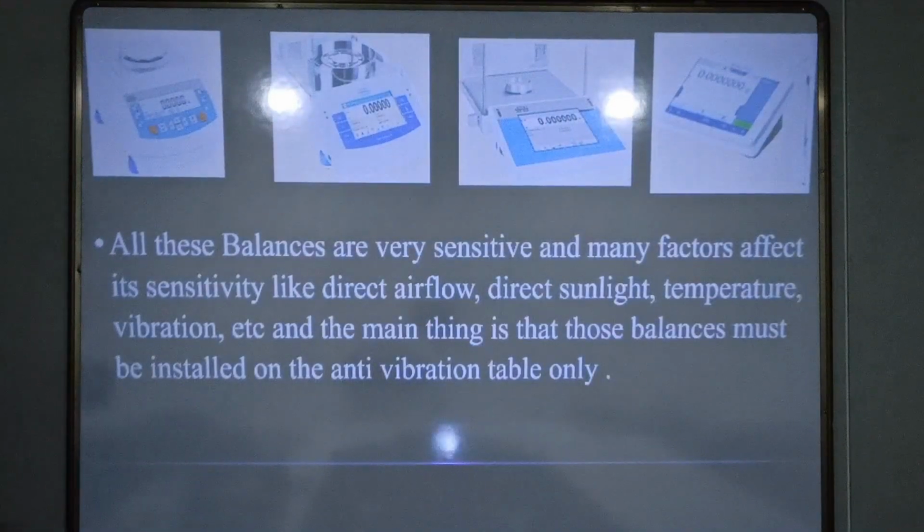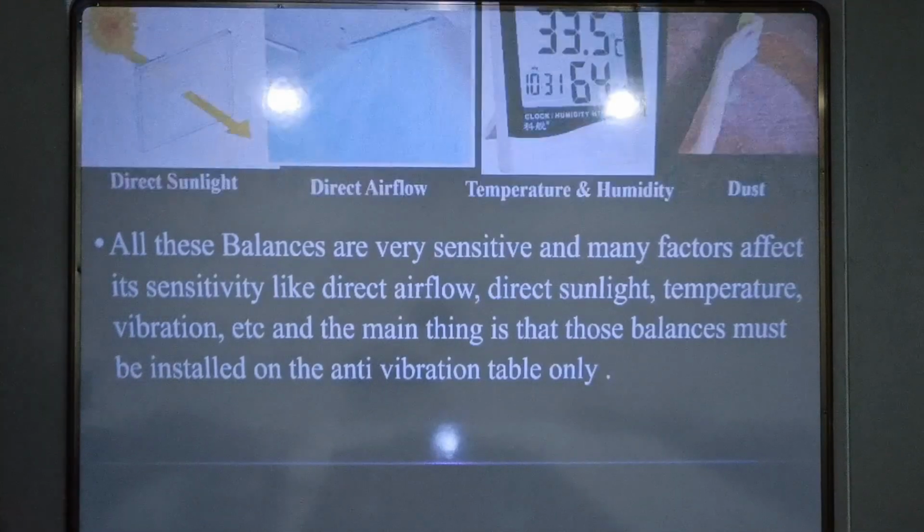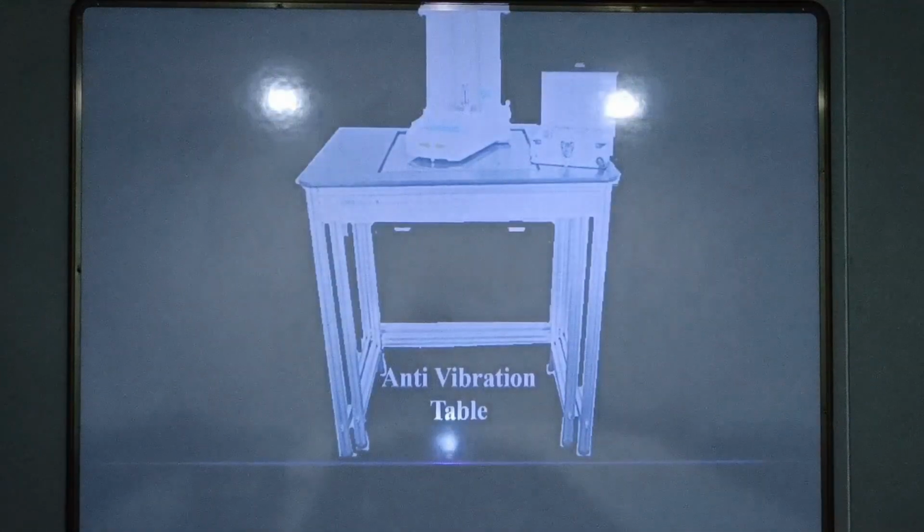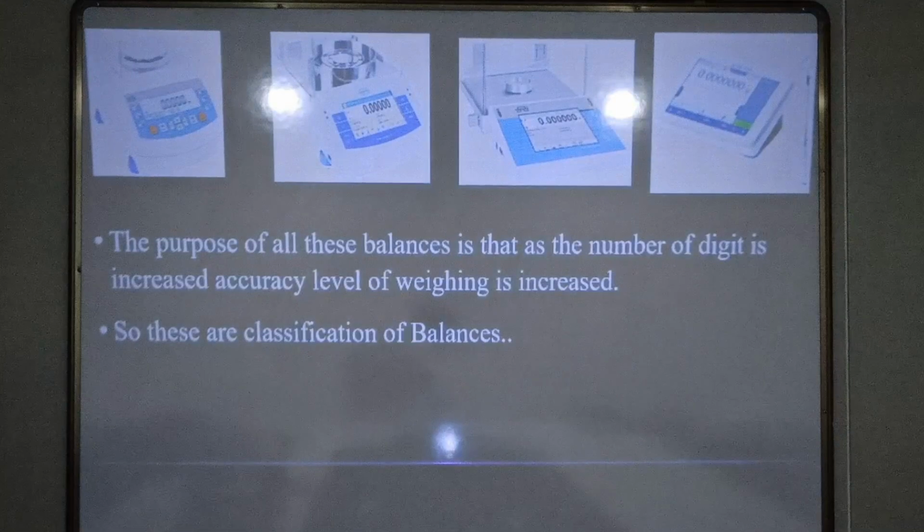All these balances are very sensitive and many factors affect their sensitivity such as direct sunlight, direct airflow, temperature, humidity, dust, vibration, etc. And the main thing is that all these balances must be installed on an anti-vibration table only. As the number of digits increases, the accuracy level of weighing increases. So these are the classifications of balances.